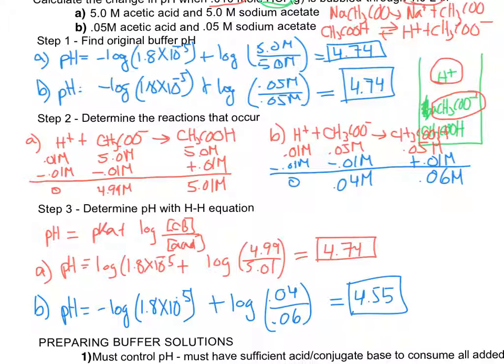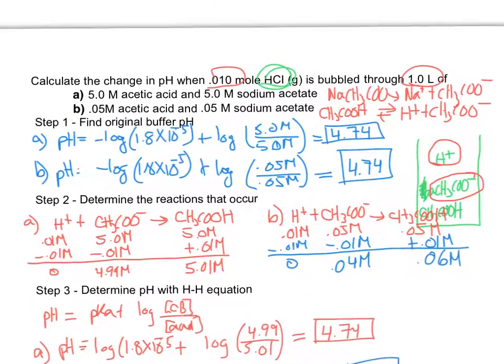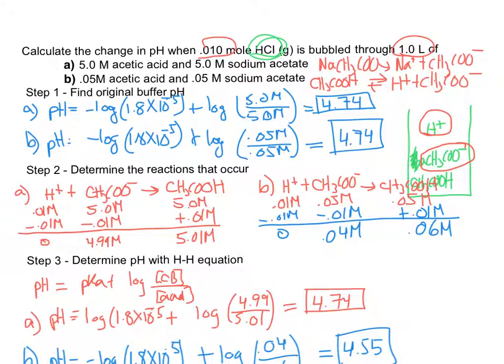So both have good buffering capacity for my amount of acid, but which one has a better buffering capacity? Well, obviously it's A. So let's take a look at the differences between A and B. Well, A had a lot more stuff in it, a lot more buffer in it. It's 5 molar compared to B, which was 0.05 molar. So definitely a big difference there.